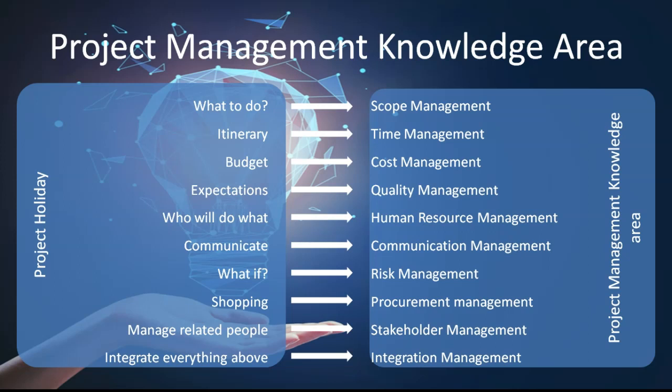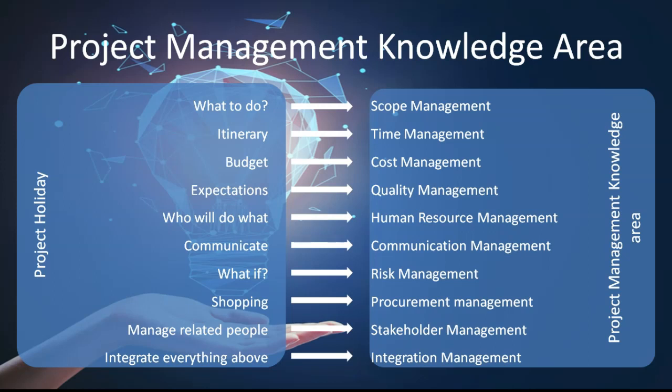The PMI PMBOK standard grouped the processes in these 10 knowledge areas. There are a total of 49 processes which you will be able to easily relate to your project. And this is very general, and you can apply these processes to almost all types of projects, be it a mechanical project or a civil project or an interior project or a software project, literally any project. So in this course, we'll be taking a knowledge area at a time and looking at all the processes in that knowledge area.